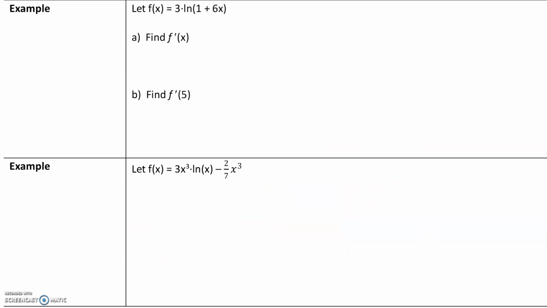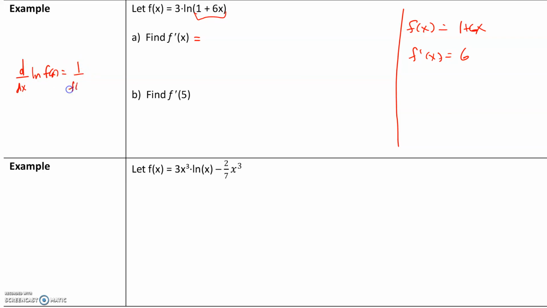Next, we got f of x equals 3 times the natural log of 1 plus 6x. So once again, we say that f of x equals this expression, which is 1 plus 6x. If you want to use u, that's fine. And f prime of x, the derivative of 1 plus 6x, is going to be 6. So by the rule, the derivative of the natural log of f of x equals 1 over f of x times f prime of x.